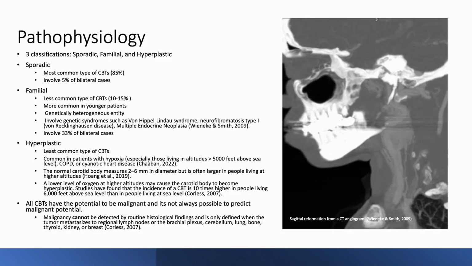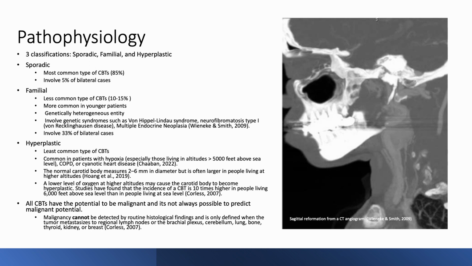So moving on to the pathophysiology of carotid body tumors, we can basically break it down into 3 classifications, which are sporadic, familial, and hyperplastic. Sporadic tumors are the most common type of carotid body tumors. We don't really have a full understanding of why they happen, they just do. The familial classification involves about 10 to 15% of the carotid body tumors. They're more commonly seen in the younger patients, and they involve a genetically heterogeneous entity, which basically means there's numerous genetic defects causing the same disease.